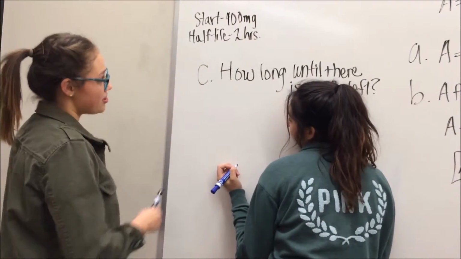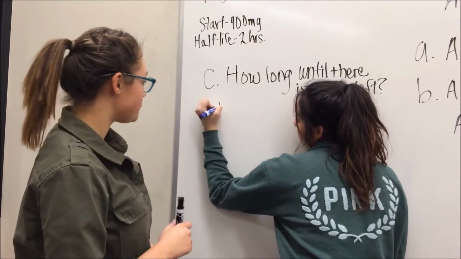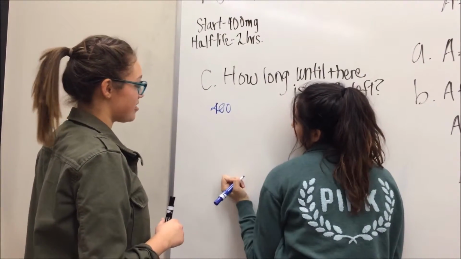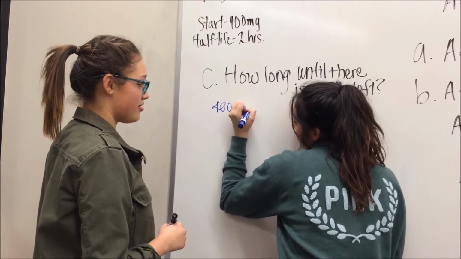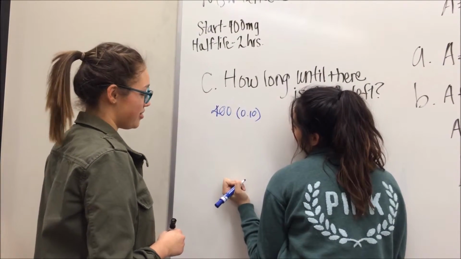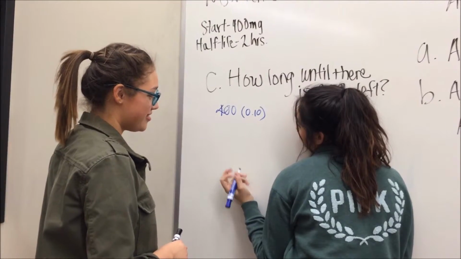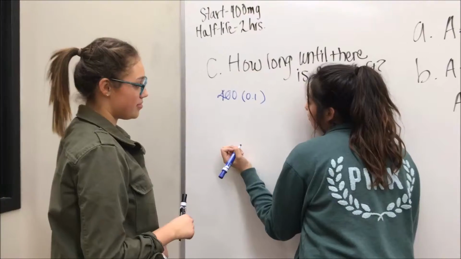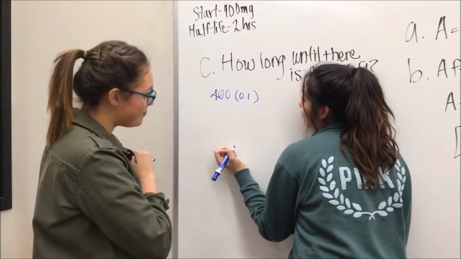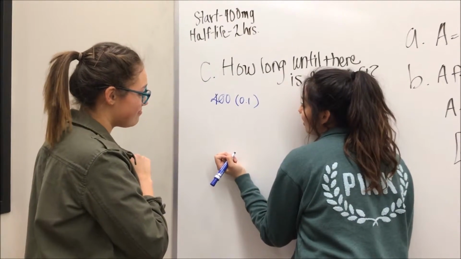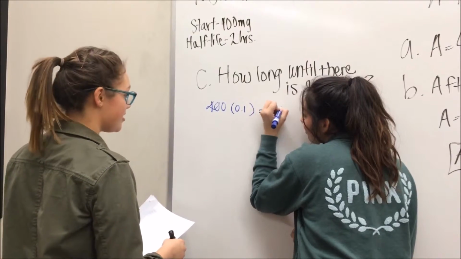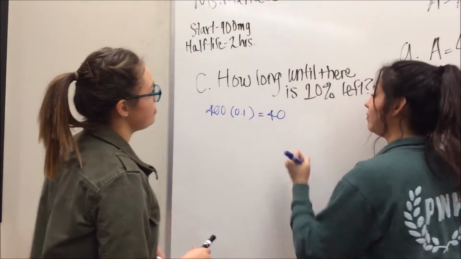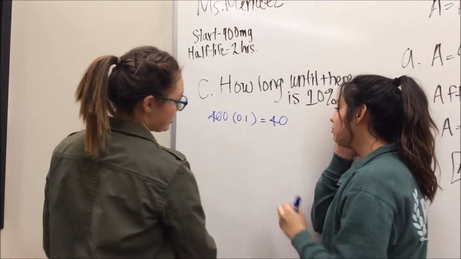Okay, so you're going to start with your start amount, which is 400. And then times that by 10% as a decimal. 0.10. No, Nataysia, 0.1. Same thing. And what does that equal? 40. So that is going to be your end amount.